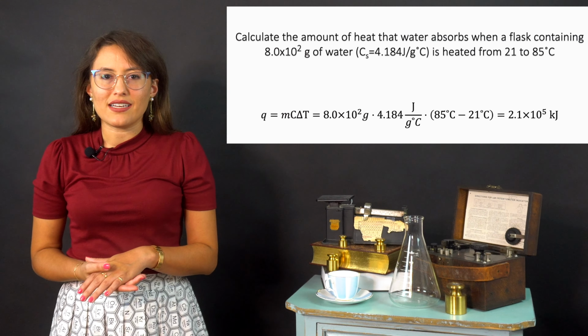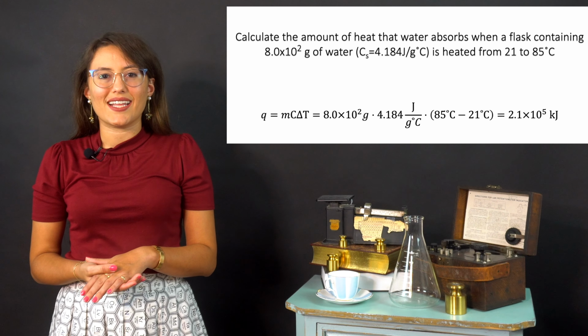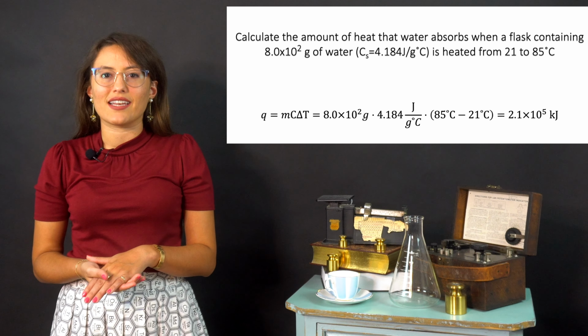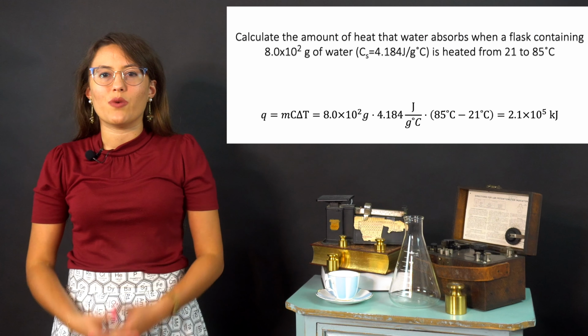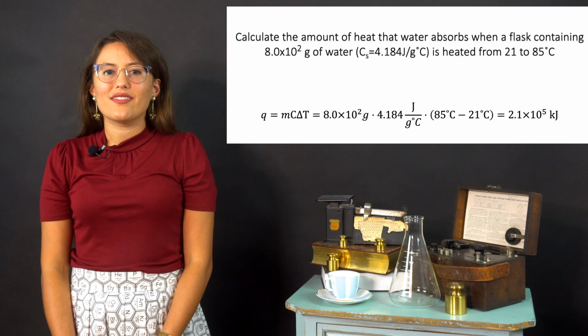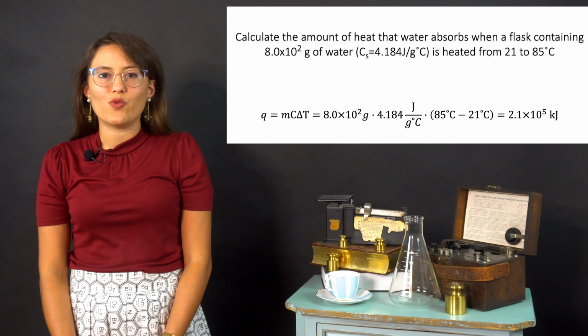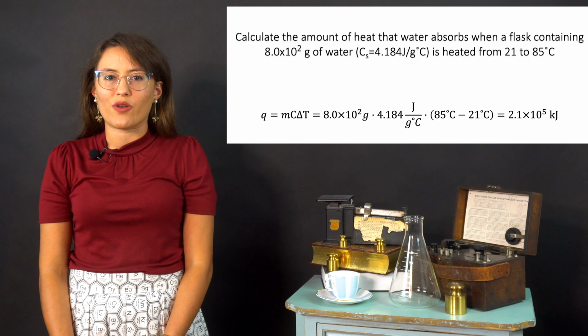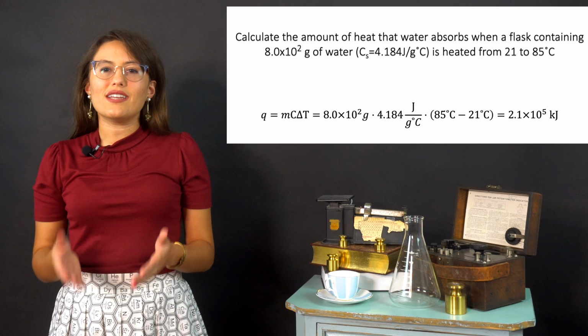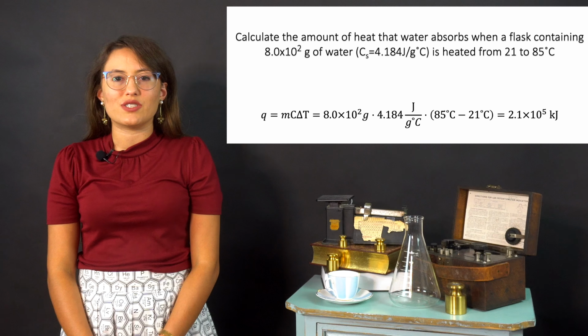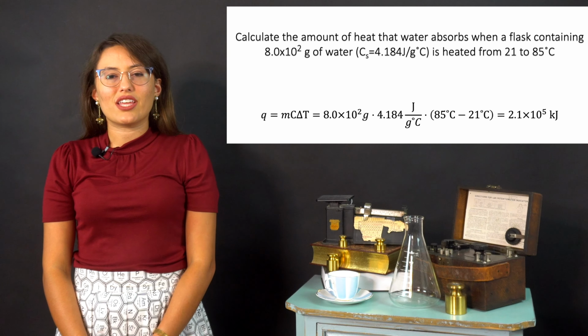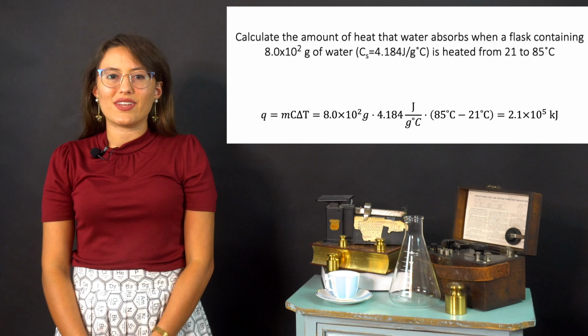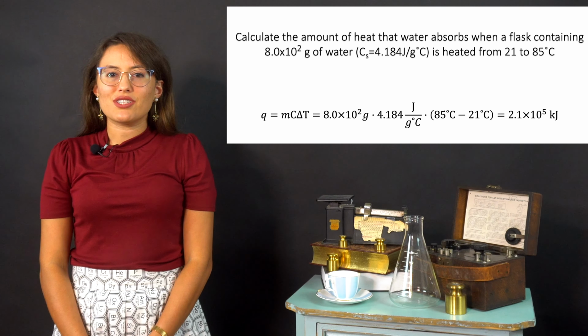Calculate the amount of heat that water absorbs when a flask containing 8.0 times 10 to the second grams of water is heated from 21 to 85 degrees Celsius. The specific heat capacity of water is 4.184 joules per gram degrees Celsius. In order to calculate the heat, we will use the rearranged equation that we showed previously, that Q is equal to the mass times specific heat capacity times the change in temperature.